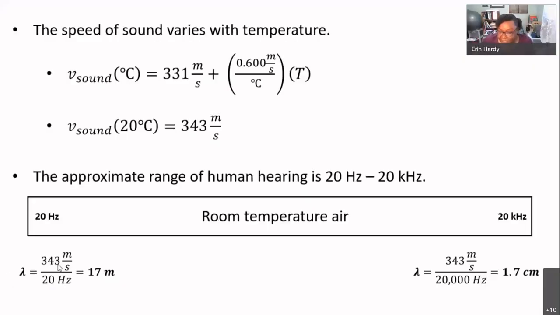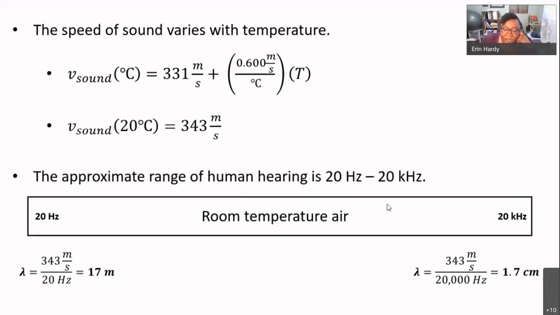So what this is telling us is that the same air, the same 20 degrees Celsius air, can give rise to waves that have different frequencies, that have very different wavelengths, but they're all traveling at the same speed.